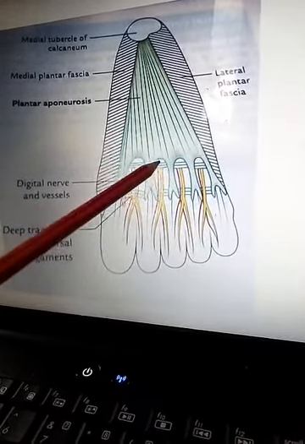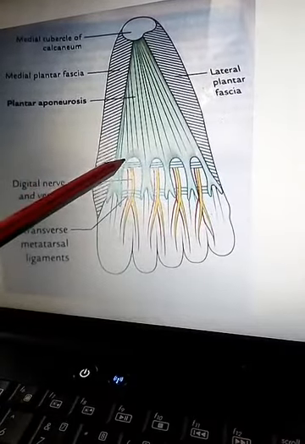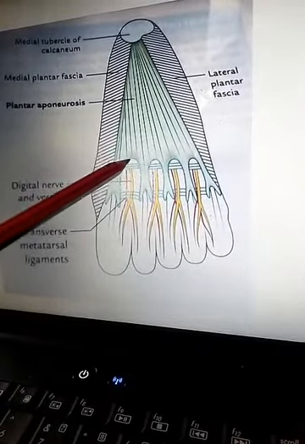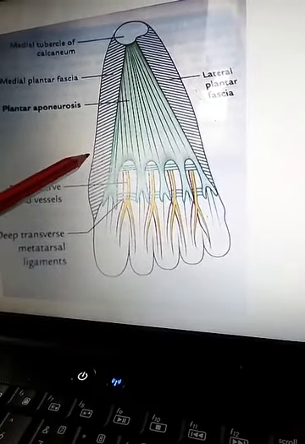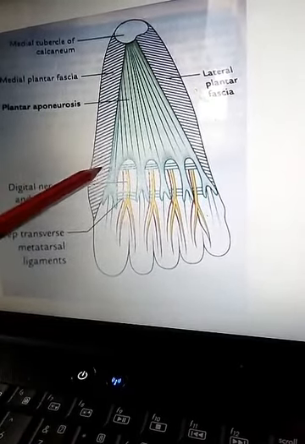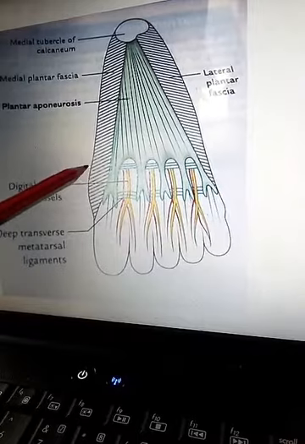The functions of the plantar aponeurosis are: it firmly fixes the skin of the sole, it provides origin to the muscles of the first layer of the sole, it protects the plantar nerves and vessels from compression, and it helps to maintain the longitudinal arches of the foot by acting as tie beams.